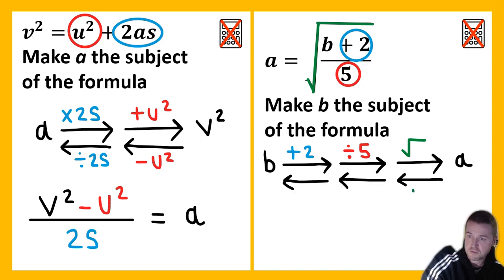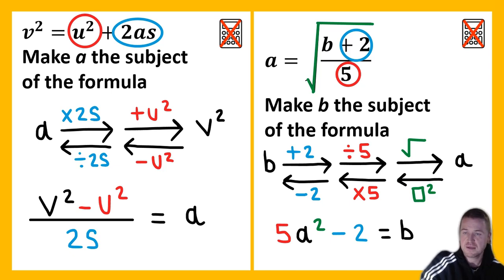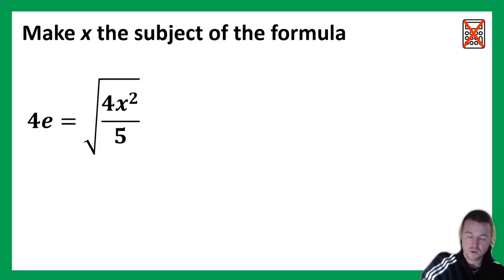The inverse operations are squaring, multiplying by 5, and then subtracting 2. So starting with a and squaring, I'll then need to multiply this by 5, which can go in front of the variable, to give me 5 lots of a squared, and taking away 2 before making it equal to my new subject of b.